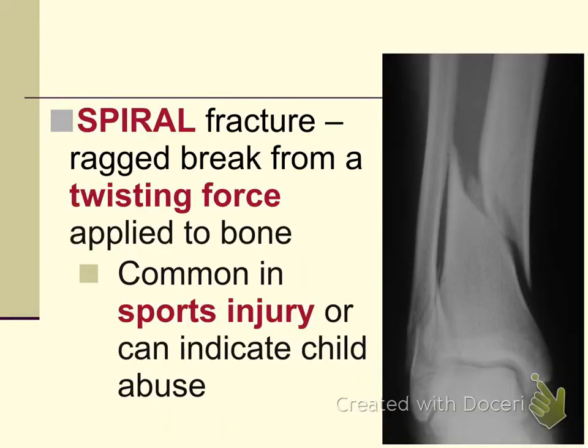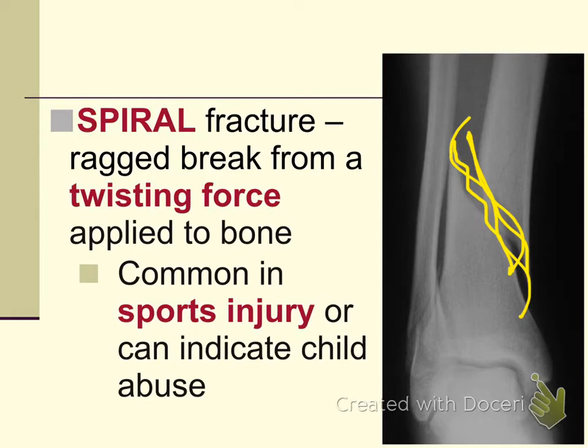Spiral fracture is a jagged or ragged break in the bone where there is a twisting force going on, and usually it's going to be at a diagonal, and then you can see kind of like a spiral break too.